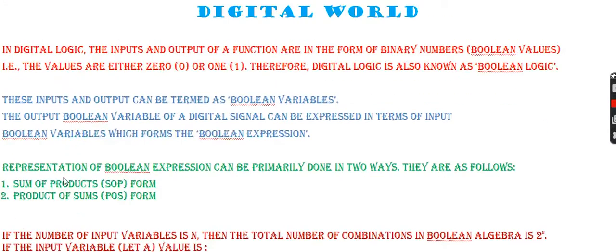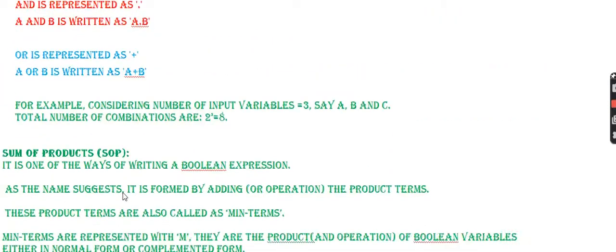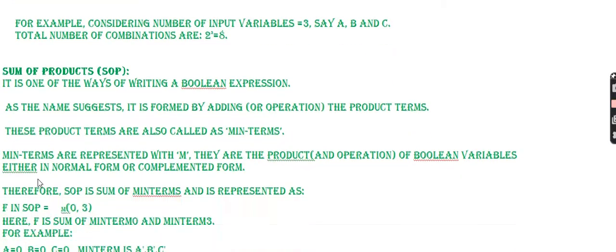Now we are going to see these 2 ways of representing Boolean variables one by one. Sum of products is the first type. Sum of products is one of the ways of writing a Boolean expression. I told you we have 2 ways: one is sum of products and another is product of sums. As the name suggests, it is formed by adding the product terms. In sum of products, we are adding the product terms.